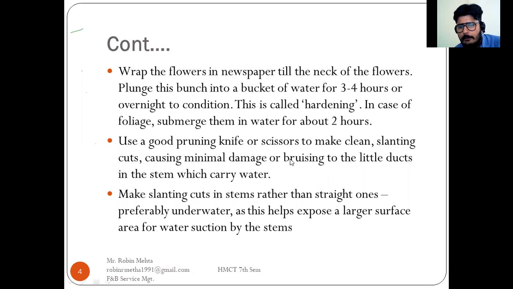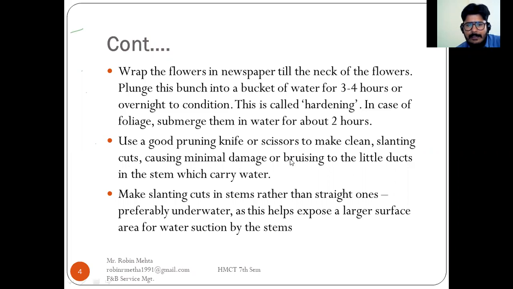That is for 3 to 4 hours or overnight for conditioning, also called the hardening process. In this case, foliage means leaves and stems of that particular flower. Submerge them in water for about 2 hours only. If we are only putting foliage into that bucket, we put it for only 2 hours. But all the bunches which we wrapped in newspaper, we put for 3 to 4 hours.